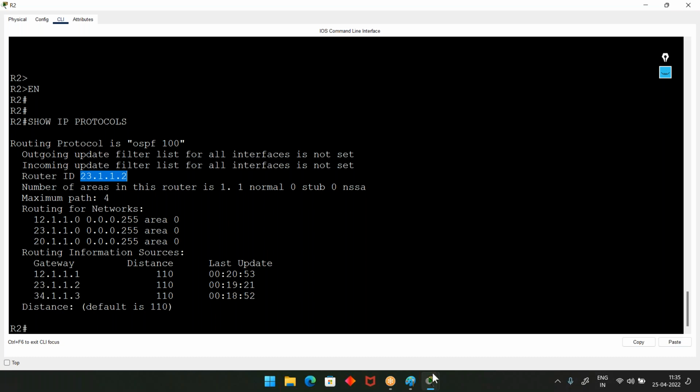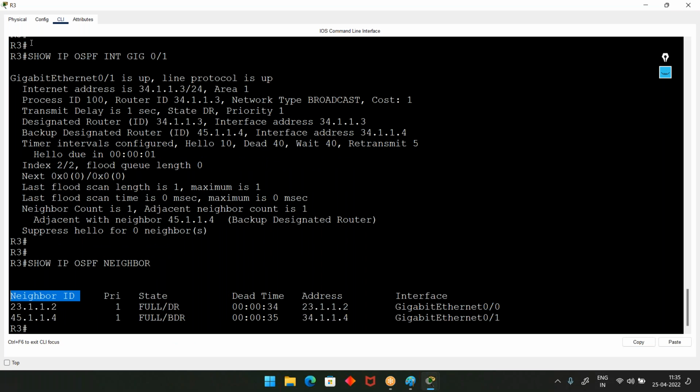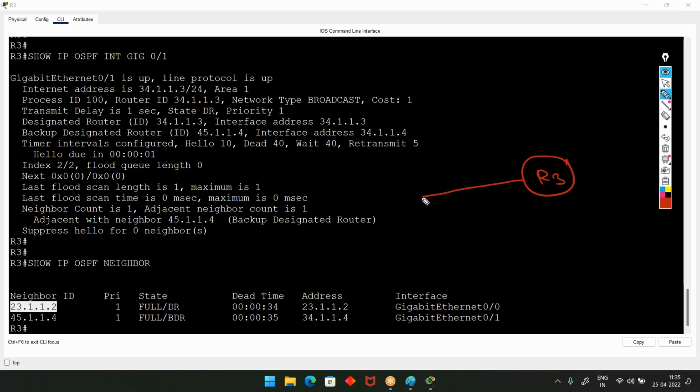23.1.1.2. So R3 will form the neighborship with which router ID here? 23.1.1.2. That means the R3 router can form the neighborship with the 23.1.1.2 neighbor router ID.